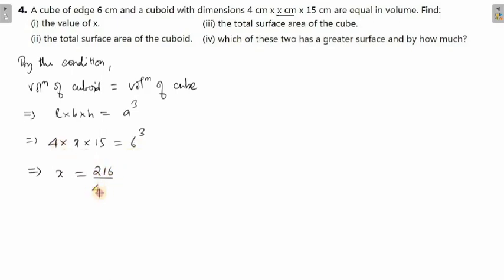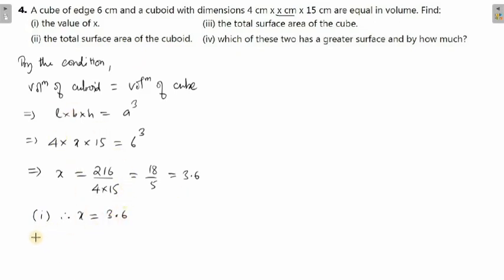So bring this 4 and 15 to the denominator. When you divide 216 and do the cancellation, you get 18 by 5. And if you want to convert this into decimal, this becomes 3.6. Okay, so this is the value of x. Now the question is asking you to find the total surface area of the cuboid, number 2. Therefore, number 1, x is equal to 3.6. Okay, so we got the value of x.